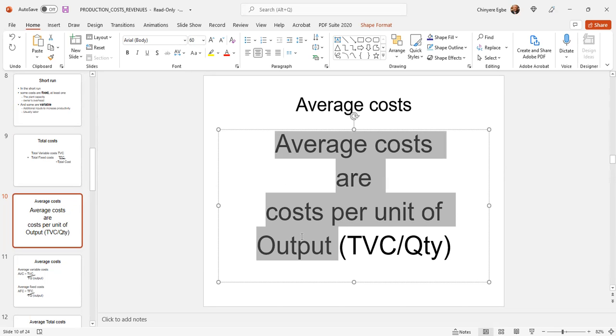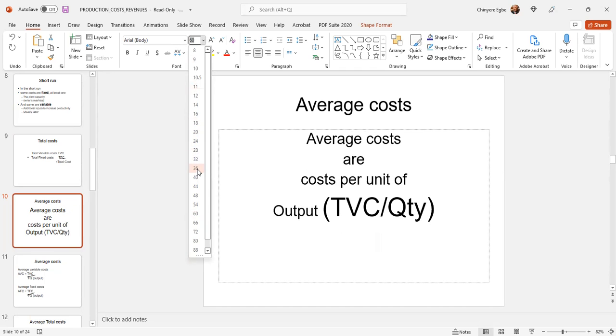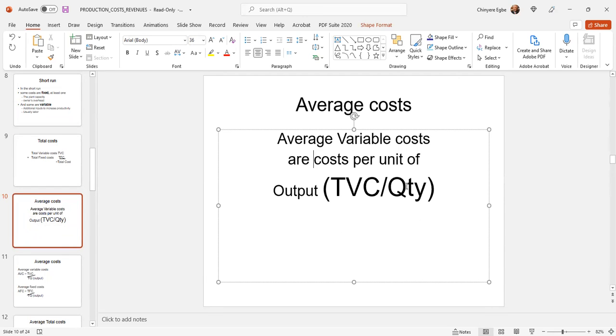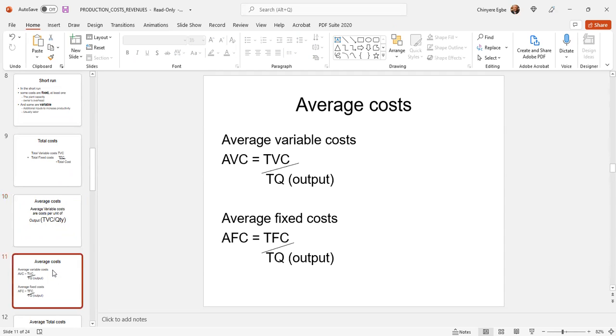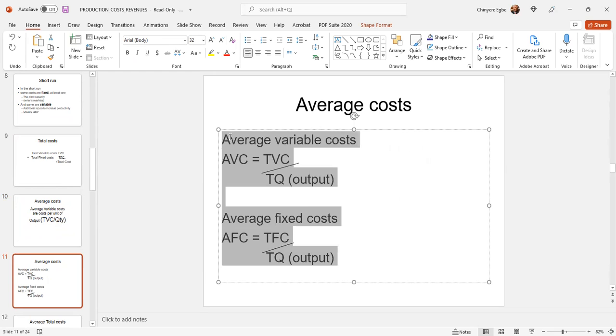What is average variable cost? Cost per unit. And of course, average total cost is a different thing. Average variable cost is total variable cost divided by quantity of output, and average fixed cost is total fixed cost divided by quantity of output. So I'm going to reduce this.